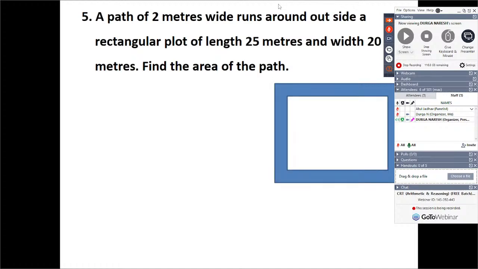So for example, this outer line is the outer path and the inner line is the inner path. That blue shaded region is the path around a rectangular park. Understood, all of you? So that is the path. The rectangular plot has length 25 meters and the width is 20 meters.